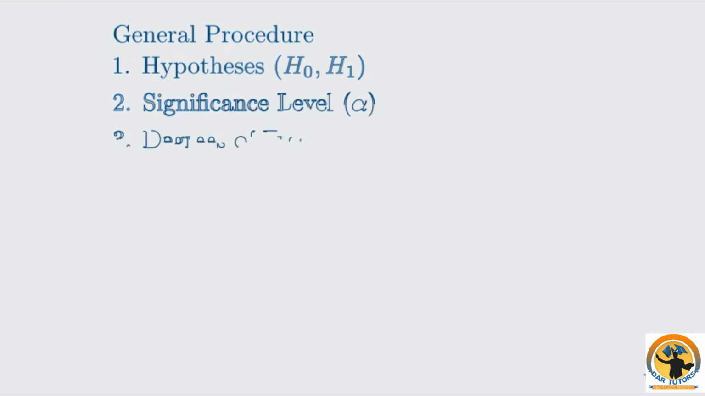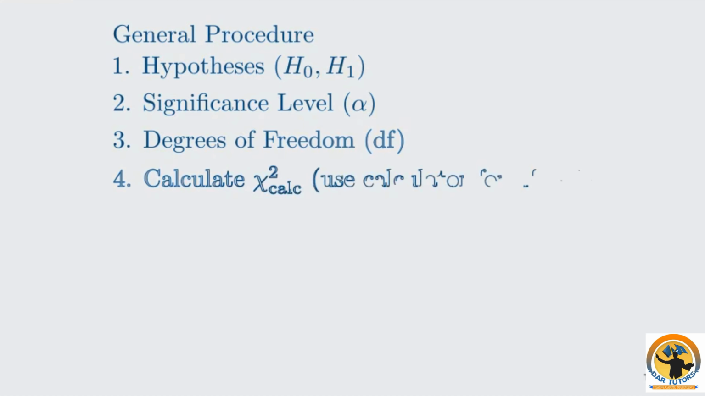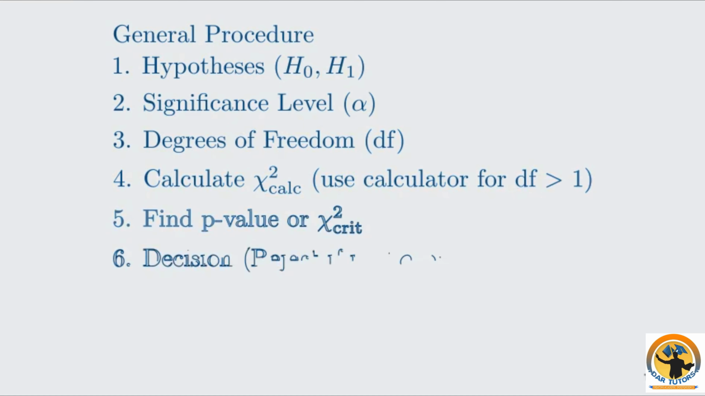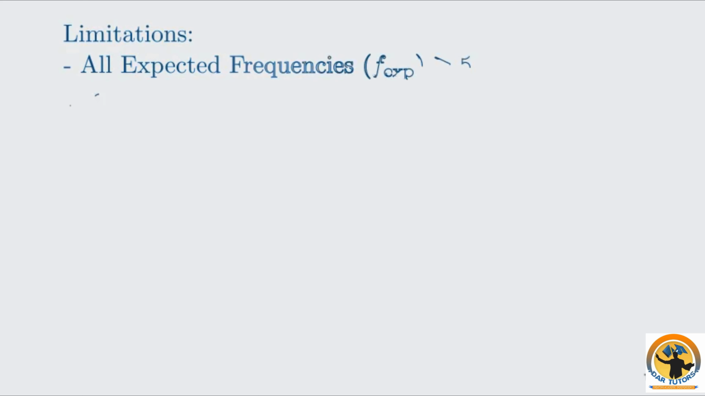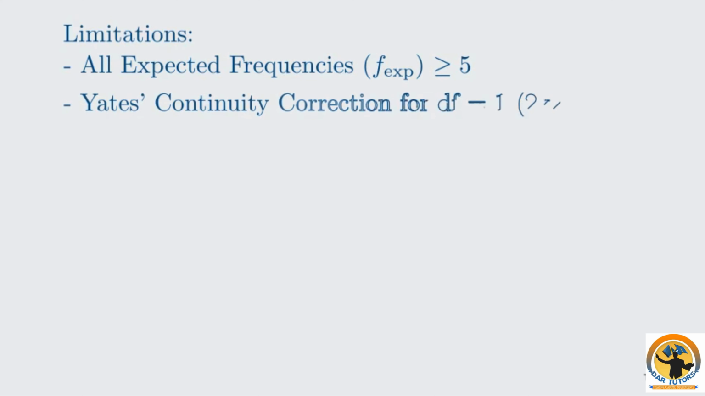The overall procedure is the same for both tests, involving calculating observed and expected frequencies, a test statistic, and a decision based on p-values or critical values. Finally, we emphasize 2 crucial limitations. All expected frequencies must be 5 or greater, and for 2x2 tables, where DF is 1, Yates's continuity correction should be applied manually. Mastering these concepts and procedures is essential for success in your IB Mathematics HL exams.